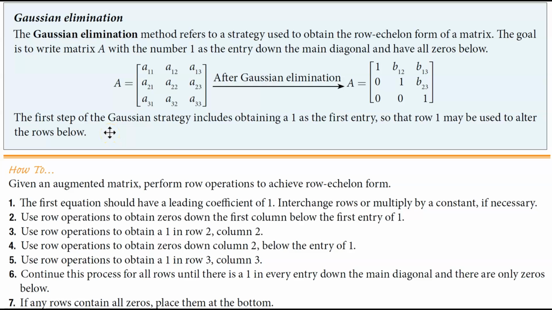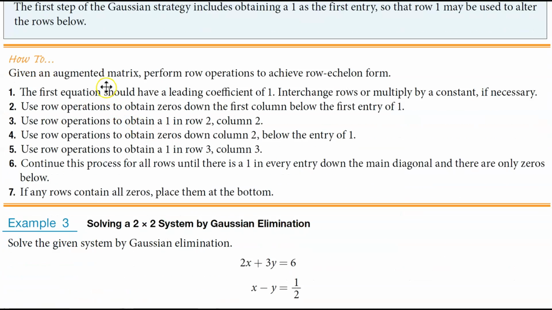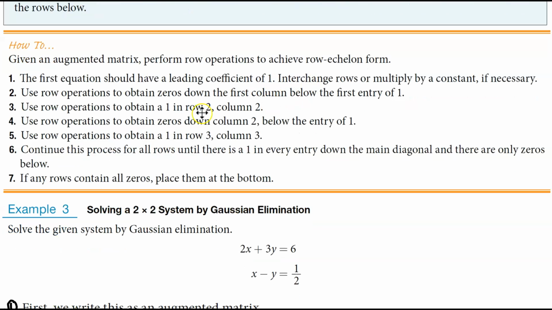Now the first step of the Gaussian strategy includes obtaining a 1 as the first entry in the upper left hand corner so that row 1 may be used to alter the rows below. So given an augmented matrix, perform row operations to achieve row echelon form. Number 1, the first equation should have a leading coefficient of 1. If not, then interchange rows or multiply by a constant if necessary. Number 2, use row operations to obtain zeros down the first column below the first entry of 1.